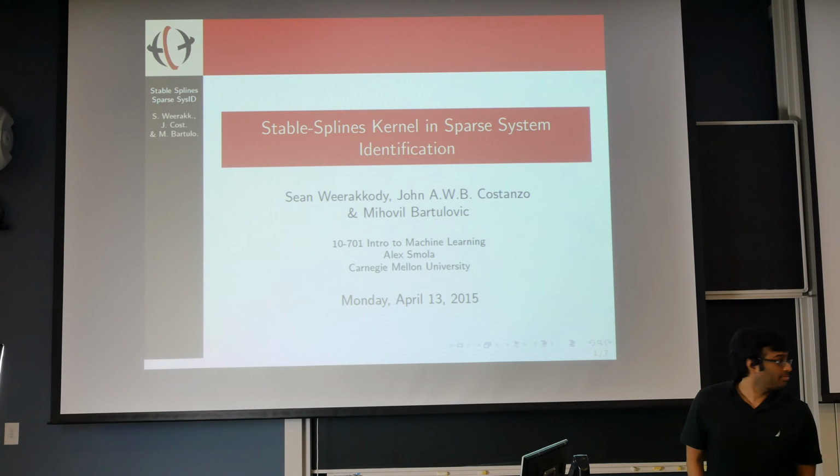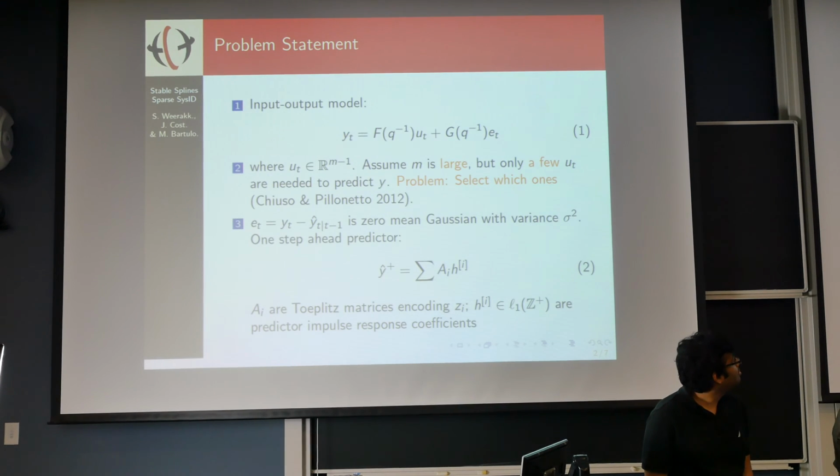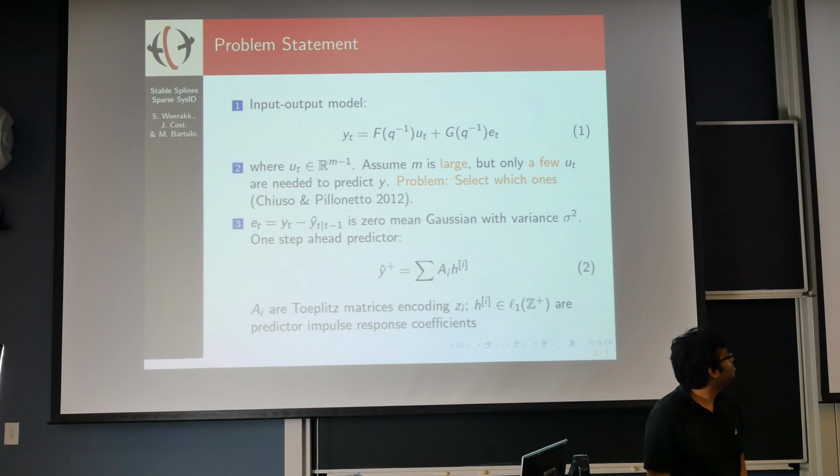So what we're looking at is the works of Cuso and Pilanetto, 2012. We're looking at large-scale dynamical networks, and we're looking at one input at a time. And we have this input-output model. We have a lot of variables, but it's sparse. And so even though we have a lot of variables, we only need a few to predict y. And so the problem is to select which ones.